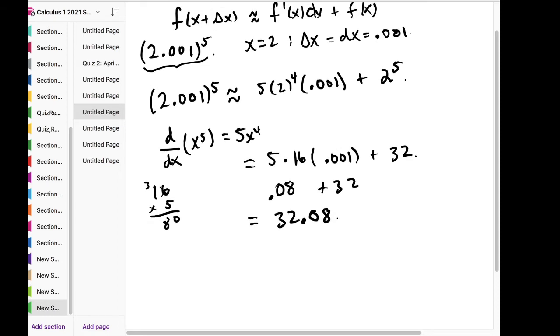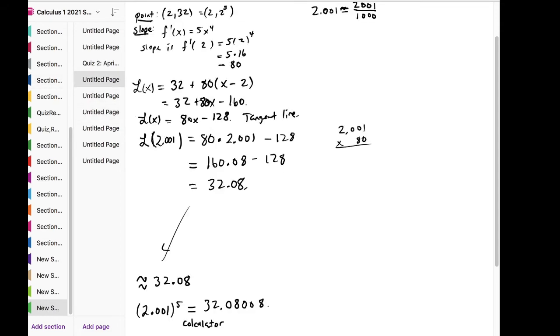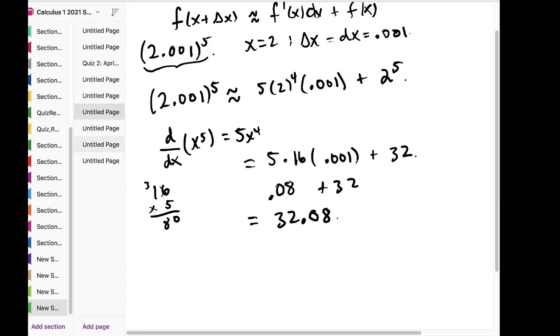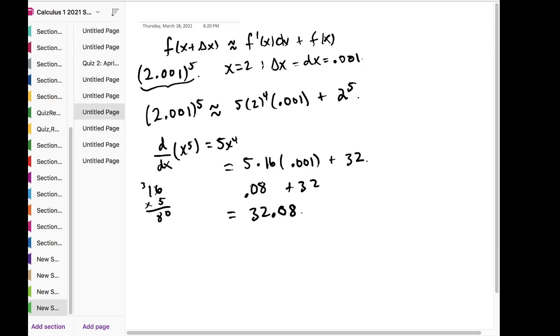So notice the difference between this method and our linearization method. In the linearization, we were multiplying by 2.001. The slope was 80, and then we plugged in the value 2.001. Oh, this is by differentials. So estimating by differentials. So it's not linearization, but we get the same thing.